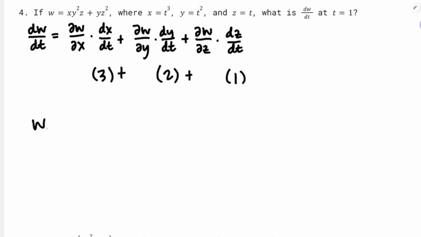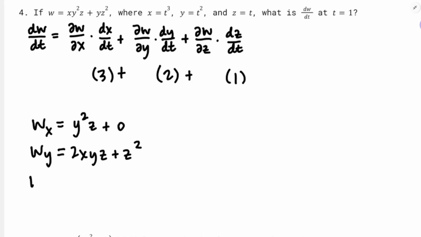So wx is going to equal y squared z plus 0. wy is going to equal 2xyz plus z squared. And then wz is going to equal xy squared plus 2yz.